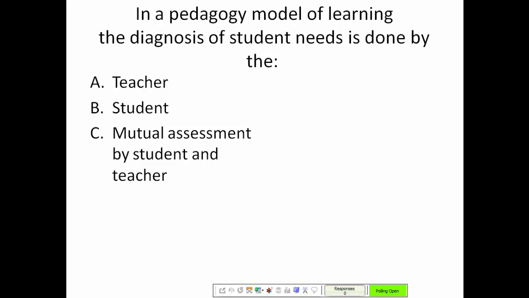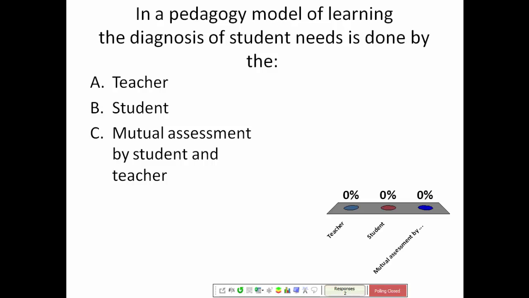In a pedagogy model of learning, the diagnosis of student needs is done by the A, teacher, B, student, or C, mutual assessment by student and teacher. Students can then answer the question. All right, students have answered. We can see that 100% of the students who answered this question guessed the correct answer, which was C, mutual assessment by student and teacher.